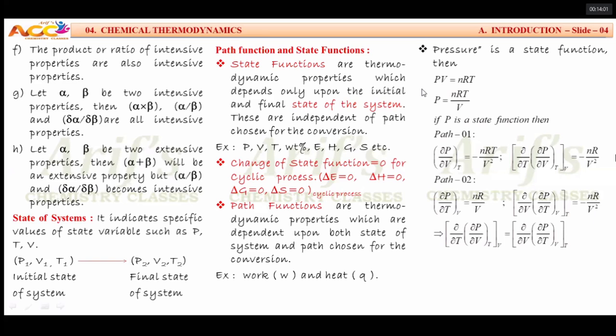Look at the final result. Here, the first is differentiation with respect to volume, then temperature. Here, first temperature, then volume. If I take the first process isothermal and the second process isochoric, that is case 1. Now the first process isochoric, the second process isothermal. Sir, we are getting the same result even after changing the path. In such cases, if the result of two paths is equal, it is called a state function. If the result of the two paths is unequal, it is called a path function.